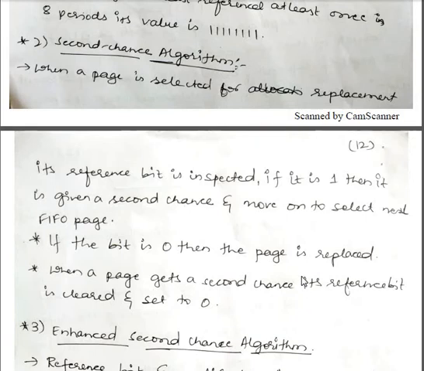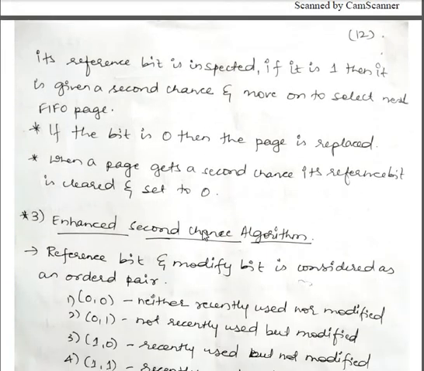What we are doing here? Whenever we are searching for a victim, we will observe the reference bit. If the reference bit is set to 1, we are not replacing. We are giving it a second chance for survival here. And while giving the second chance, its reference bit is reset, means it is set to 0, and the search for a victim continues. This is called the second chance algorithm.